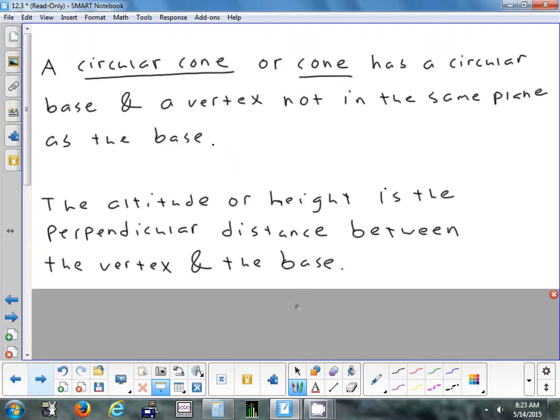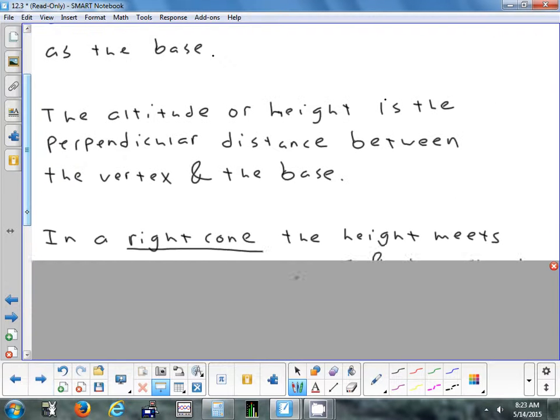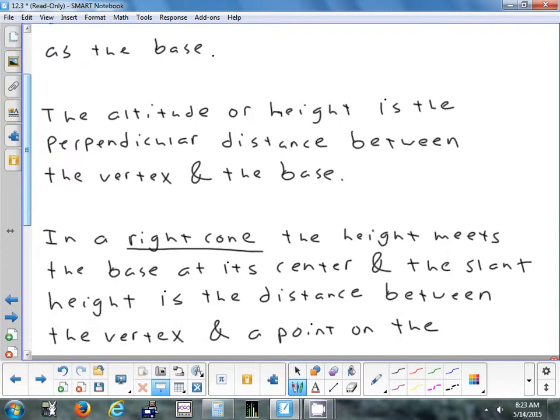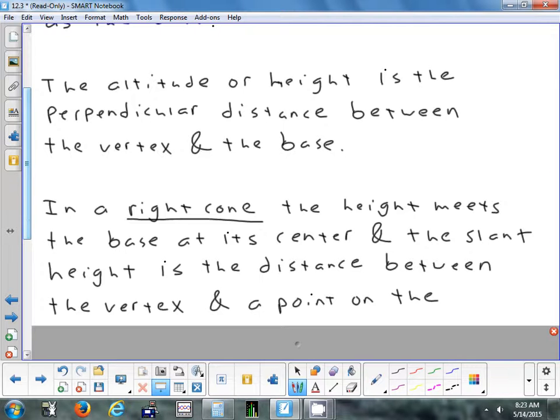That altitude, or the height, is the distance between the vertex and the base, just like a pyramid. And it's measured perpendicular, straight down. If you have a right cone, one that's not slanted or bent, the height will come right down to the center of the base. If the cone is slanted, that won't happen. Slant height would be the distance going up the side of the cone.